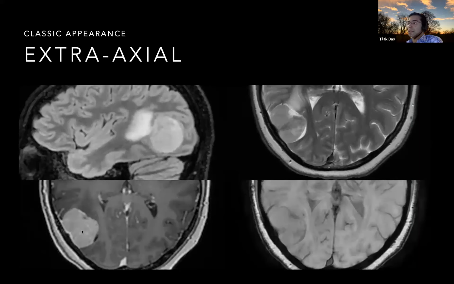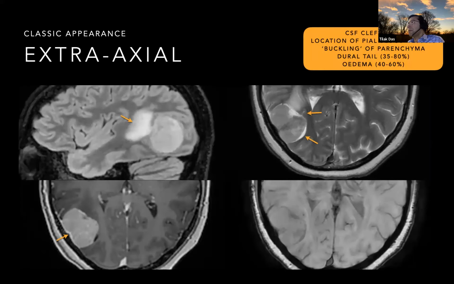With contrast, there's homogeneous avid enhancement, and there's also a little bit of thickening of the dura that the lesion has originated from. And so those are some of the signs that are typically used to identify an extraaxial lesion.